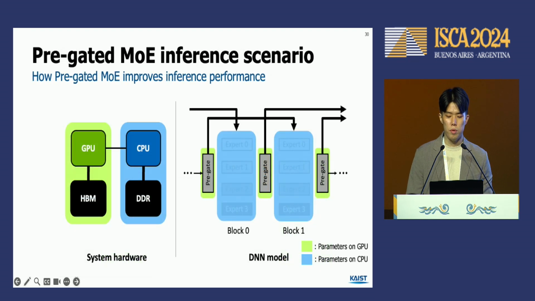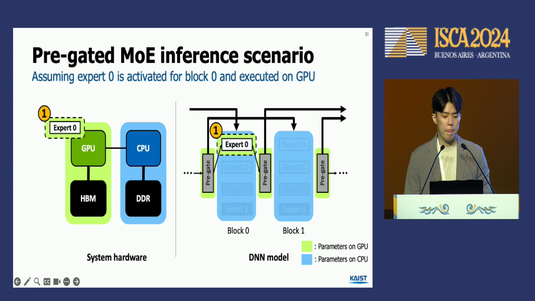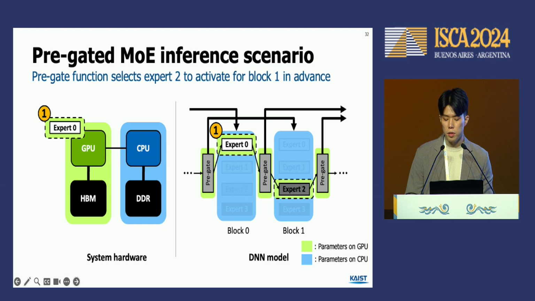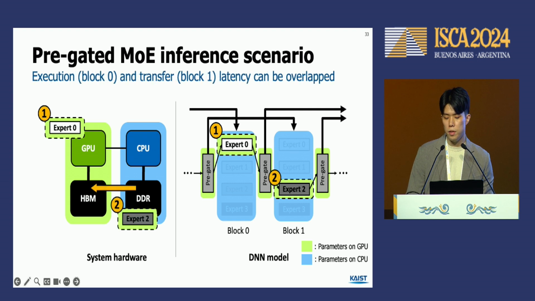Now I'll explain how the Pre-gated MoE works with an example. Assuming expert 0 is activated for block 0, and it is being executed on GPU, thanks to the pre-gate function, we can deterministically select which expert to activate in advance for the next block. In this case, expert 2 is activated for block 1. So we can prefetch expert 2 for block 1, effectively overlapping the transfer latency of block 1 with the execution latency of block 0.